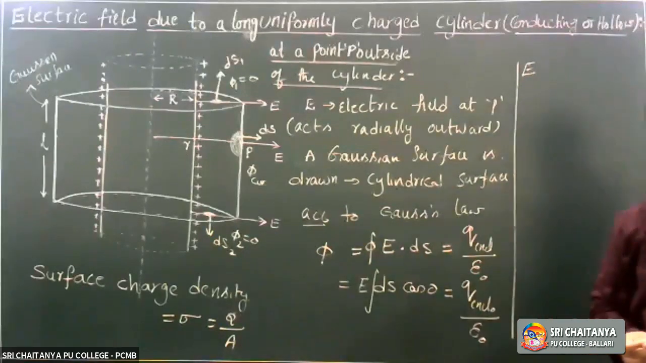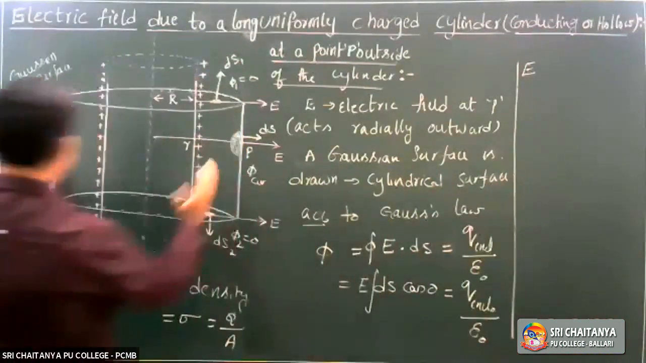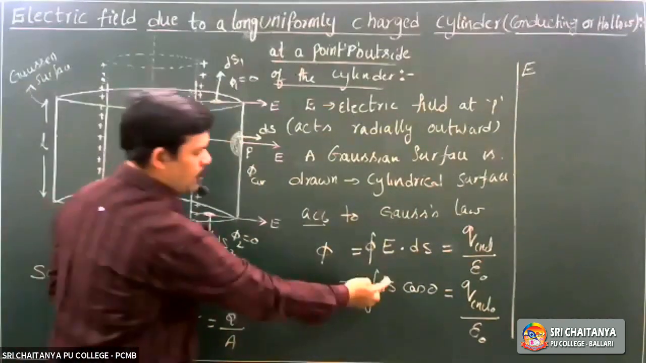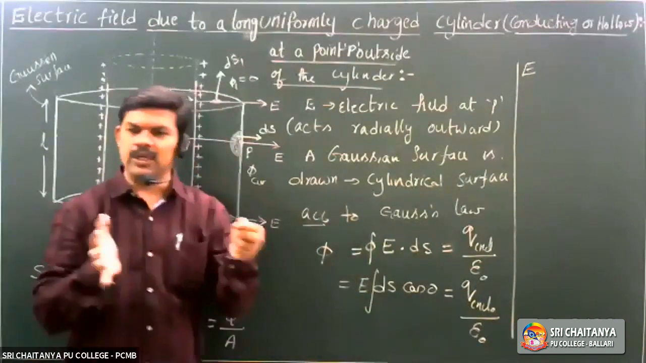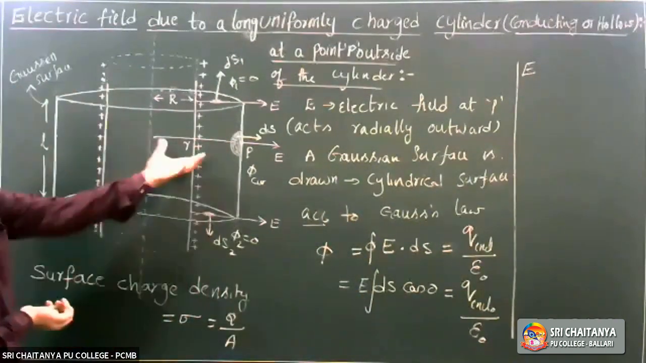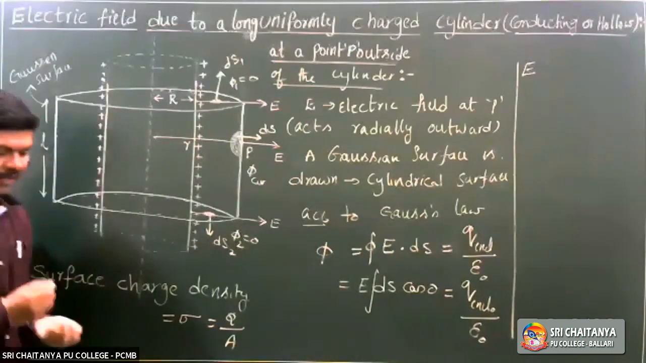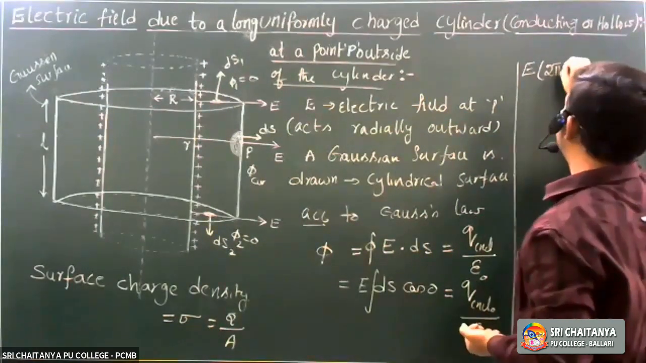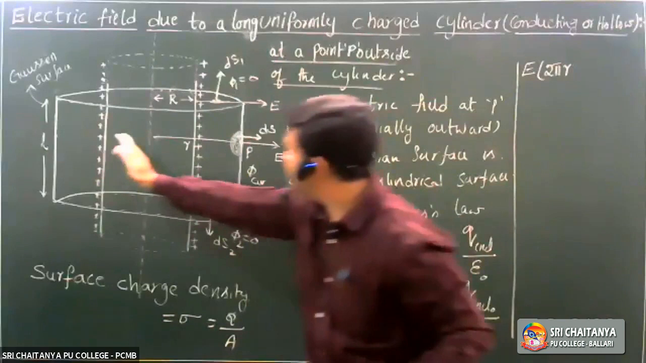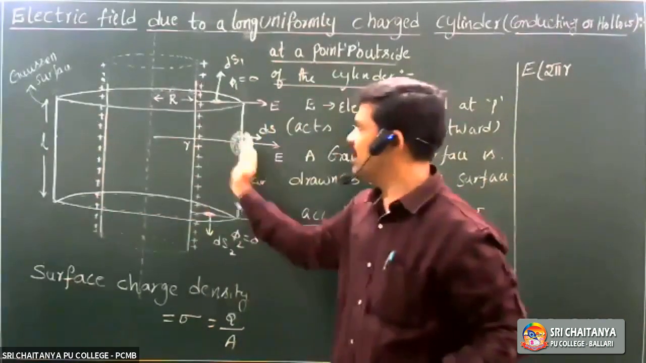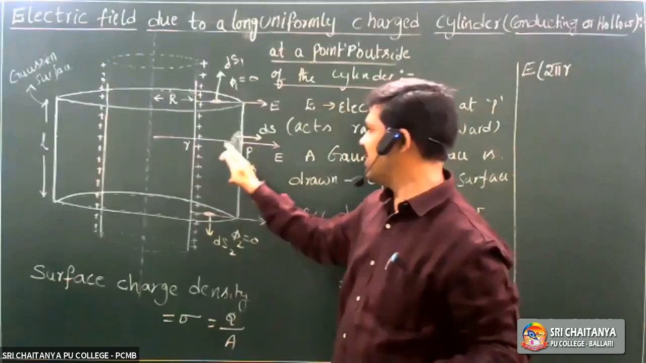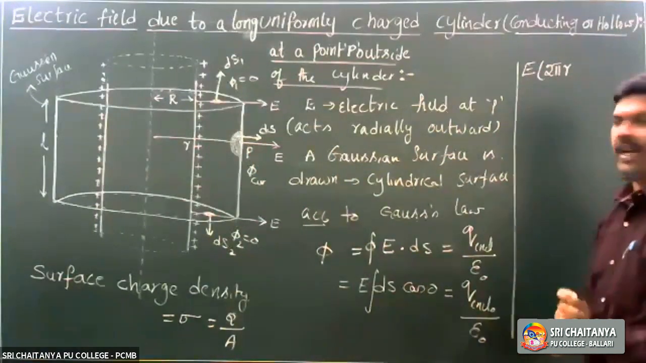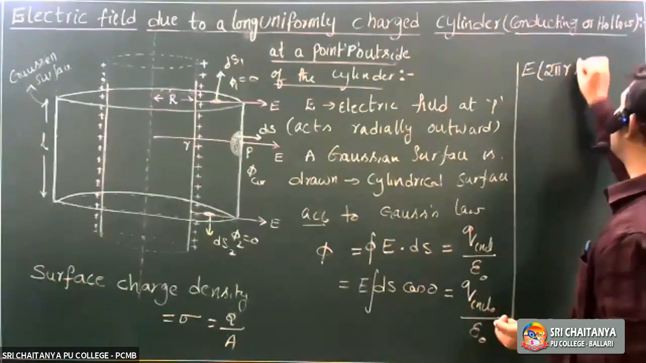Next, E integral of ds. Which surface? This Gaussian surface. For this Gaussian surface, what does the total integral of ds represent? The total surface area of this curved surface. Surface area of the curved surface is 2 pi r l. See, for this total Gaussian curved surface, radius is r, length is l. Then surface area is 2 pi r into l.